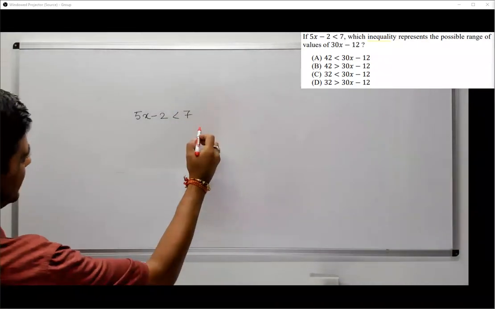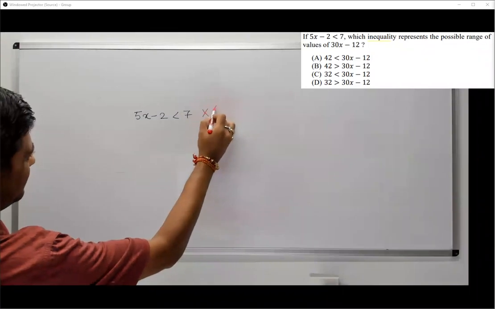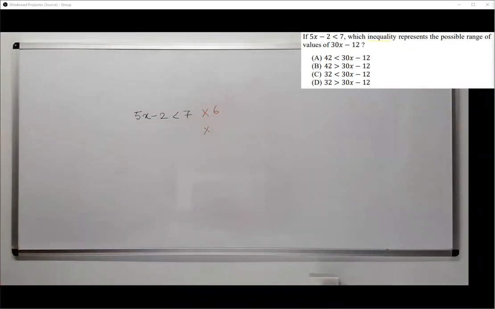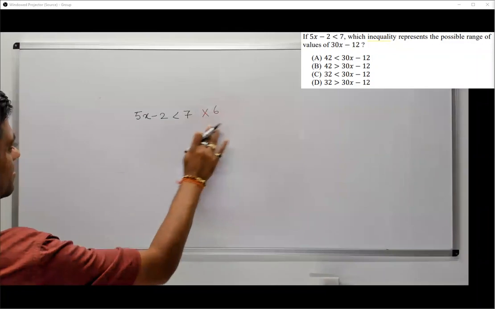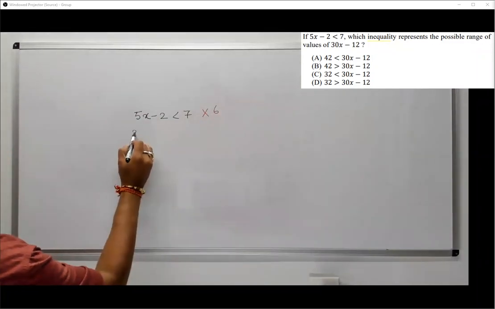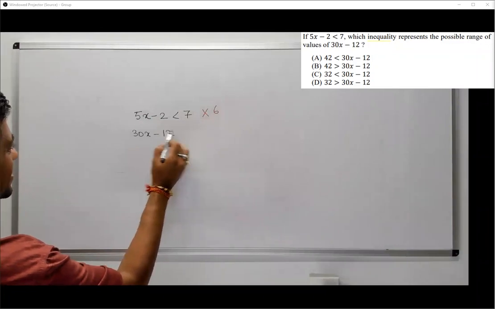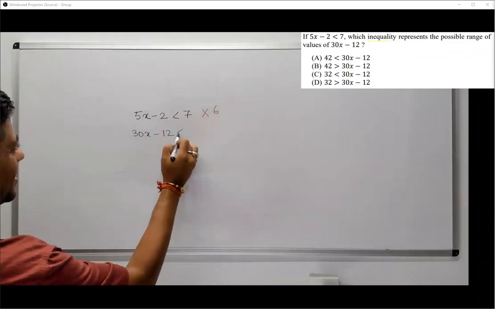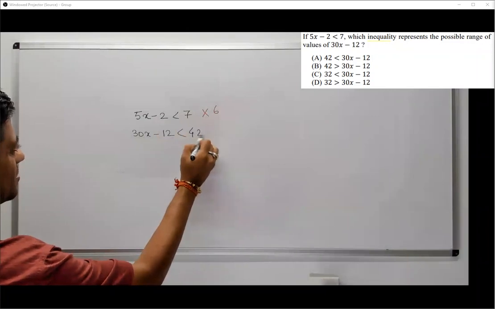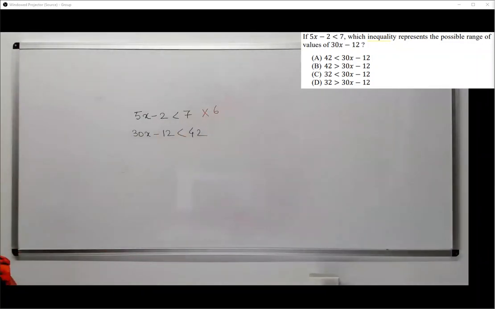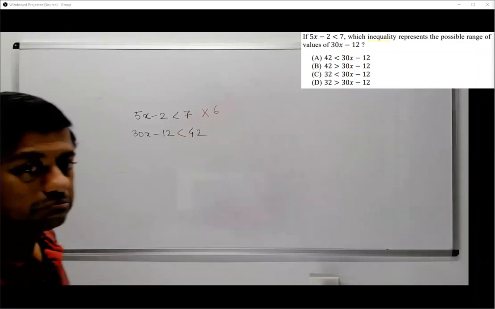Okay, you are saying that you should multiply it with 6, right? If I multiply it with 6, it becomes 30x minus 12 less than 42. Yeah, that's it. Okay. Am I done?